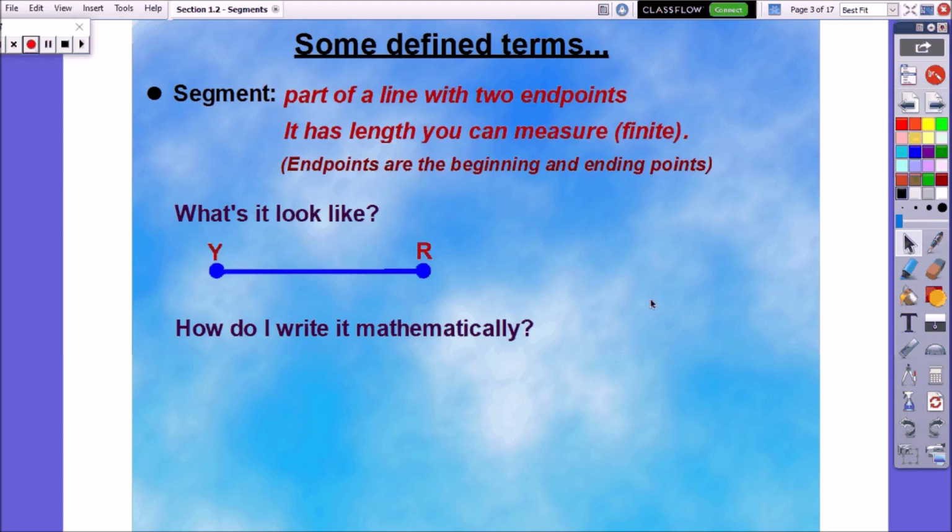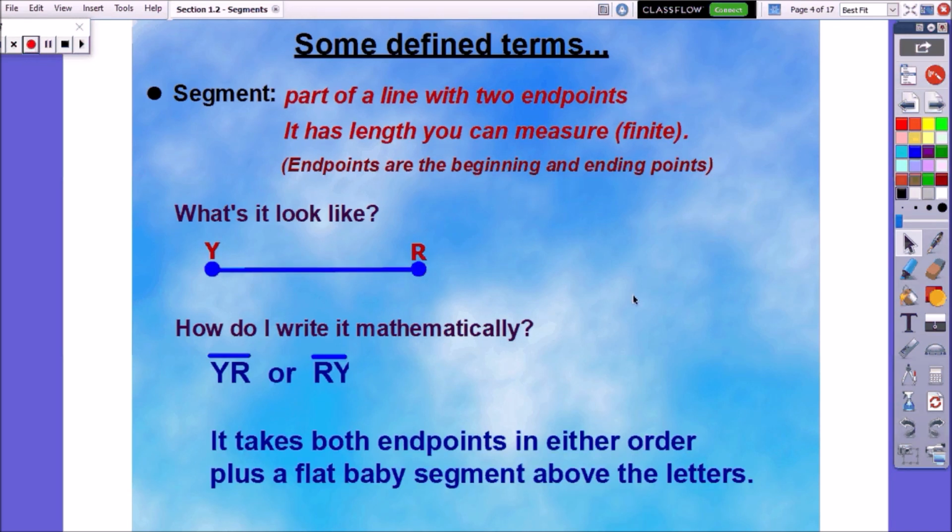So what does a segment look like? Well, it's got at least 2 points on it. Typically, it only has 2 points, but it could have more than 2 points. And you'll notice that it doesn't have the arrow caps that go past the 2 points there. So it has 2 endpoints. On the ends are truly points.